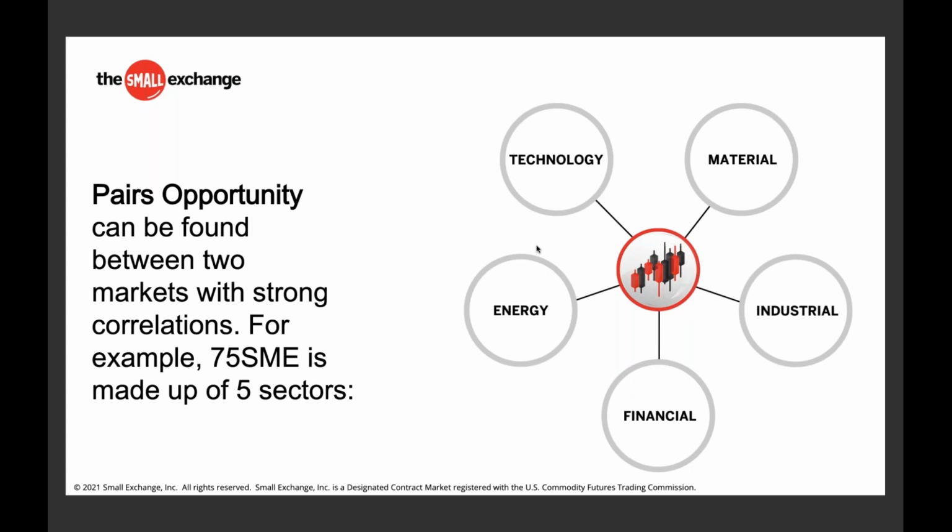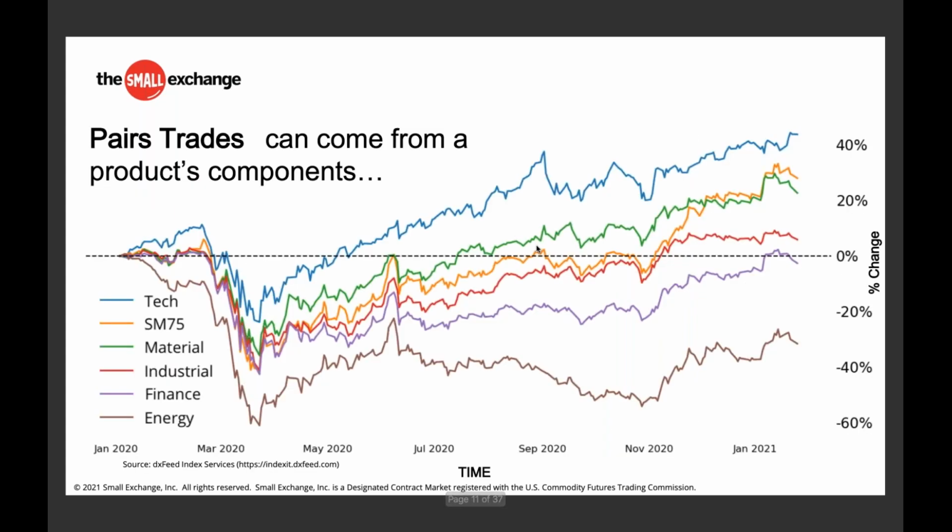For instance, we started with the 75 SME, right? We have these 5 sectors that contribute stocks to this equity index future. You can simply think about the fact that technology is a main sector of this equity index. Well, I can trade technology against that index at large. I could trade materials, industrials, financials, energies.